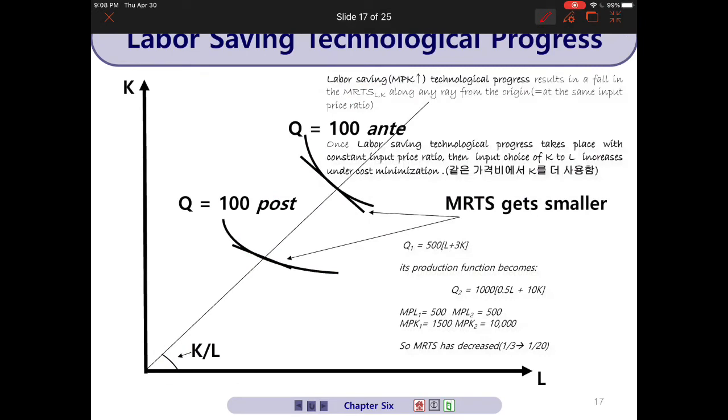Now let me read the second one. Once labor-saving technological progress takes place with constant input price, meaning price ratio between labor and capital doesn't change, right? Let's say originally we picked this one at the optimal production combination between L and K because W and L ratio was given this way, and we want to set that equal to MRS with T, MRTS, right? That's how we derived optimal point at this tangency, right?